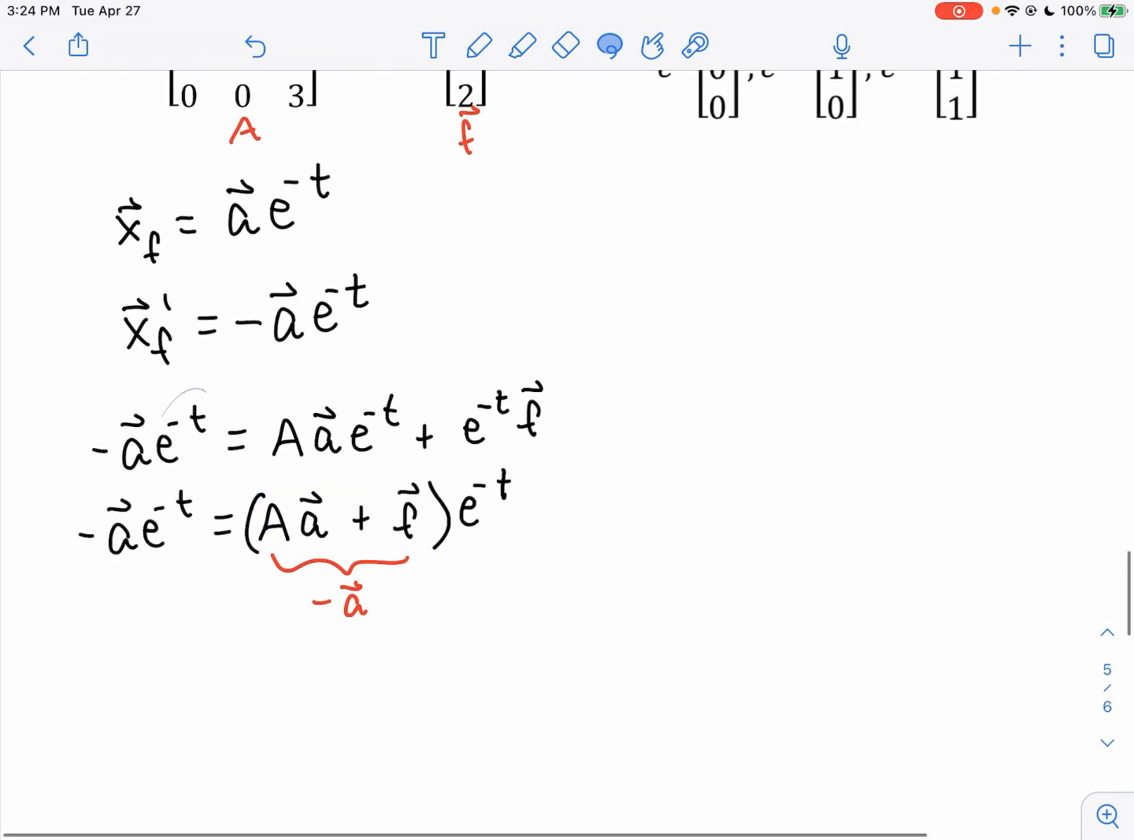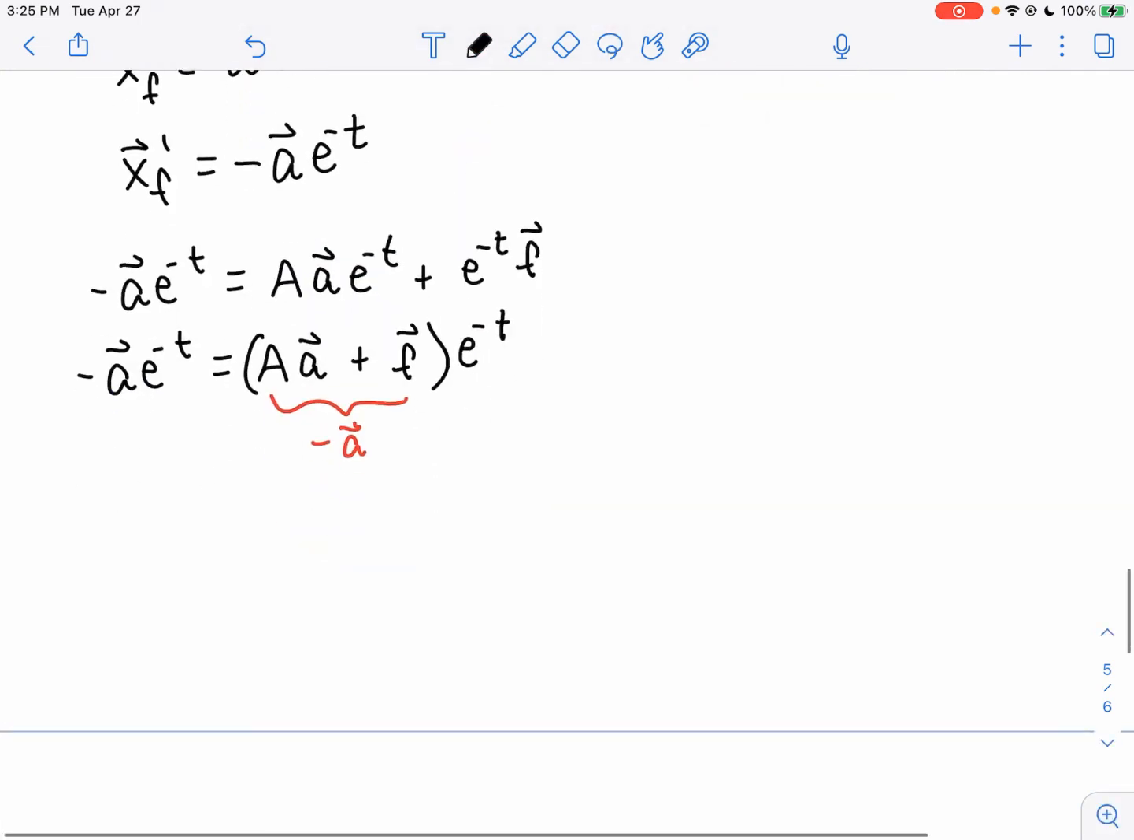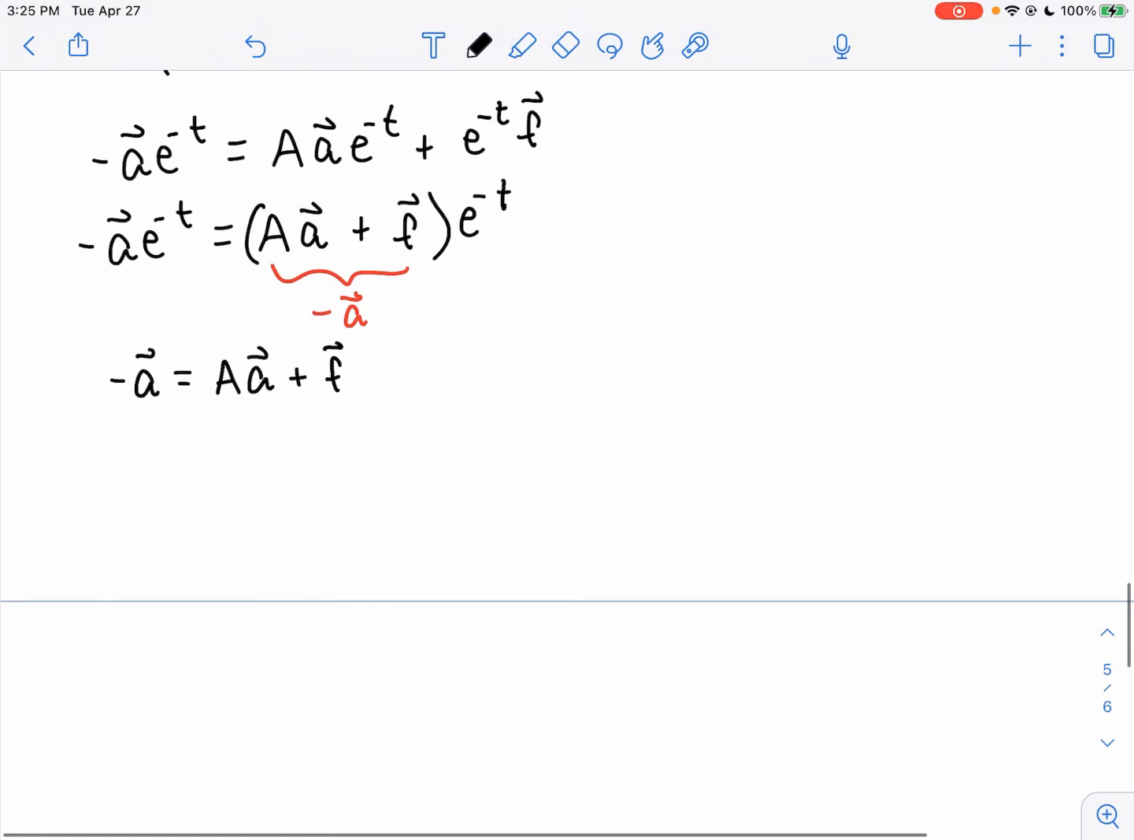Another thing you could have done is, because e to the negative t is non-zero always, you could just divide it away. You could just divide both sides by e to the negative t to get rid of it, and then you would wind up producing the exact equation I'm about to write, which is that negative vector a has to be equal to matrix A times vector a plus this vector f that we have. Now keep in mind, we're trying to solve this for vector a. So what I'm going to do is add vector a back to this side, and subtract vector f to that side. And that is going to give us the following statement.